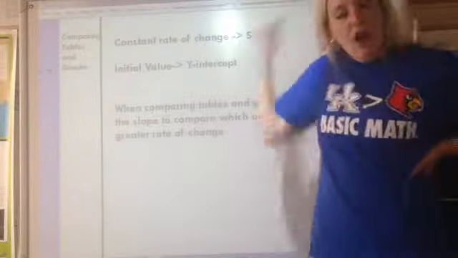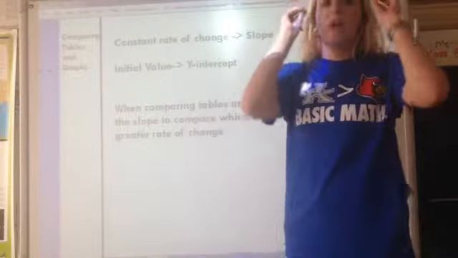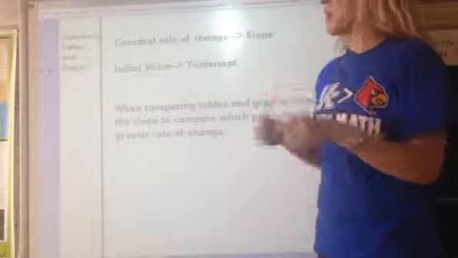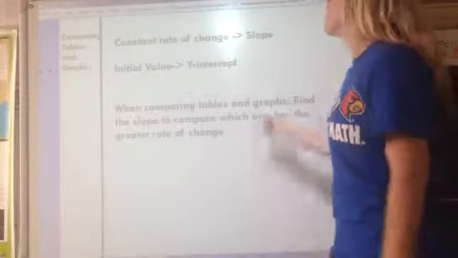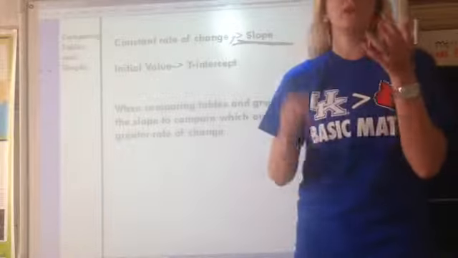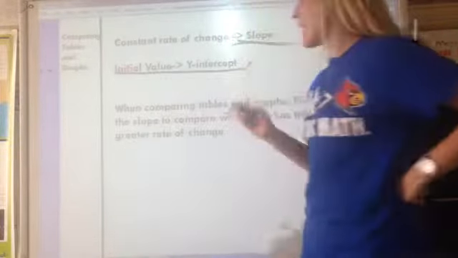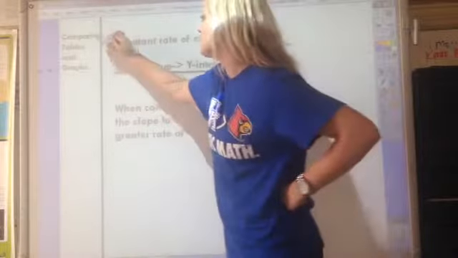So let's talk again about what constant rate of change is. When I'm talking about constant rate of change, or if I'm saying greater rate of change, I'm always talking about the slope. No matter if it's a graph, a table, an equation, I'm always talking about slope. My initial value is always going to be my y-intercept. I want you to write both of those things in your notes page.